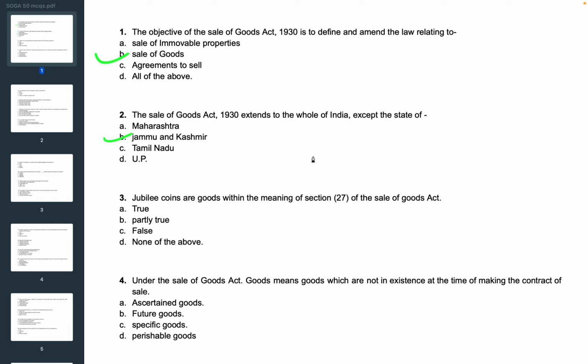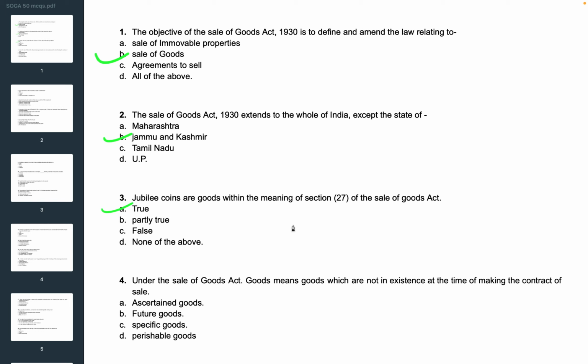Next question. Jubilee coins are goods within the meaning of Section 27 of the Sale of Goods Act. The options are A. True, B. Partly true, C. False, or D. None of the above. So the correct answer is A. True. Jubilee coins are goods within the meaning of Section 27 of the Sale of Goods Act.